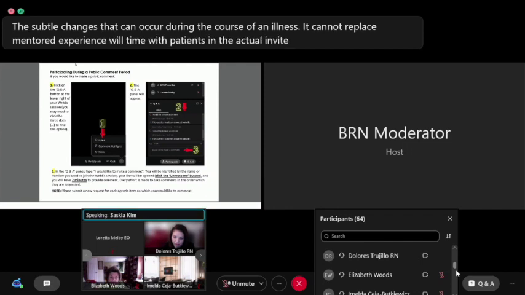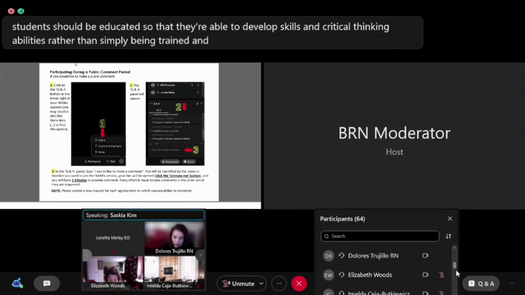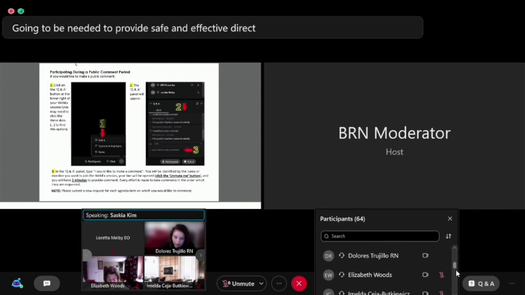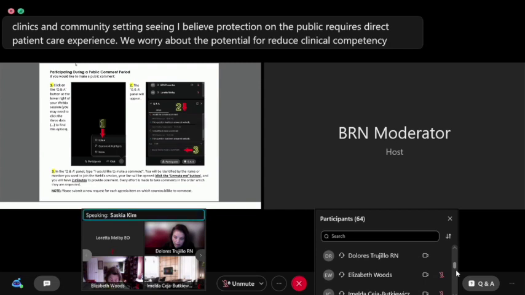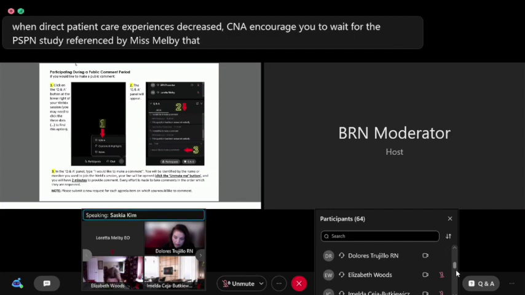And students should be educated so that they're able to develop skills and critical thinking abilities rather than simply being trained in tasks. The observations made and knowledge acquired during clinical training are the beginning of a vast amount of experiential learning that is going to be needed to provide safe and effective direct care to patients in hospitals, clinics, and community settings. CNA believes protection of the public requires direct patient care experience. We worry about the potential for reduced clinical competency when direct patient care experience is decreased. CNA encourages you to wait for the NCSBN study referenced by Ms. Melby that will recommend a minimum number of clinical hours.